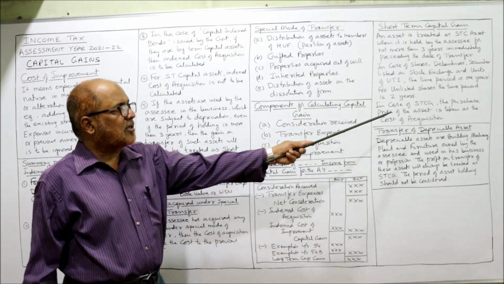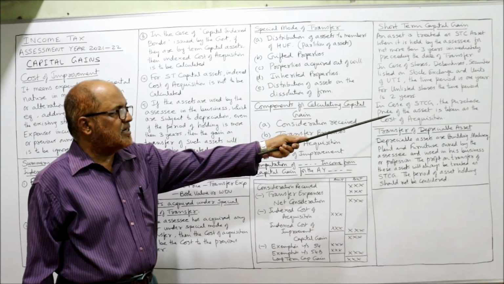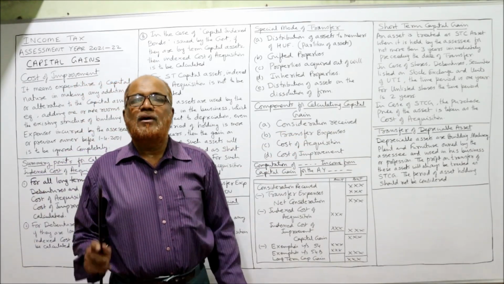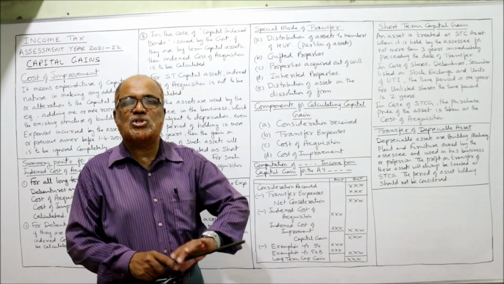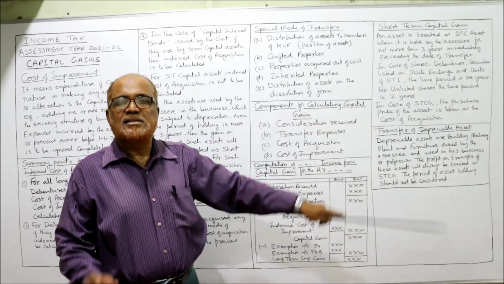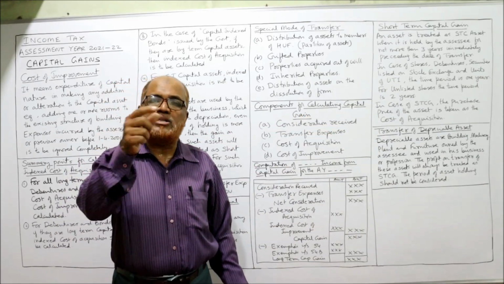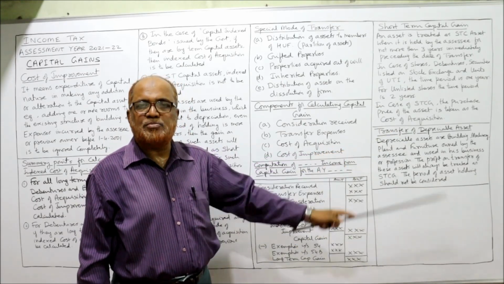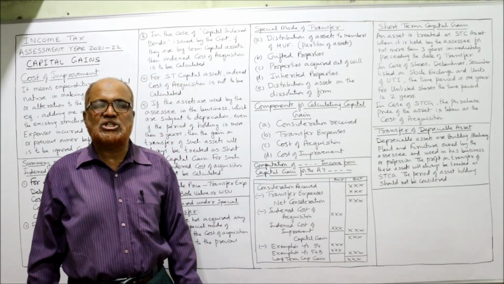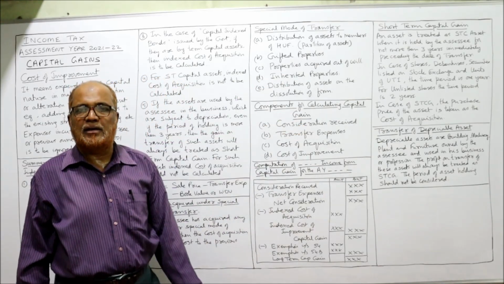In case of short-term capital gain, the purchase price of the asset is taken as cost of acquisition. We should never calculate indexed cost of acquisition for short-term capital gain. Simply, we take purchase price as the cost of acquisition. Purchase price will be the cost of acquisition; that is short-term capital gain.